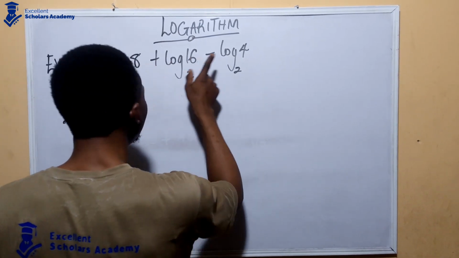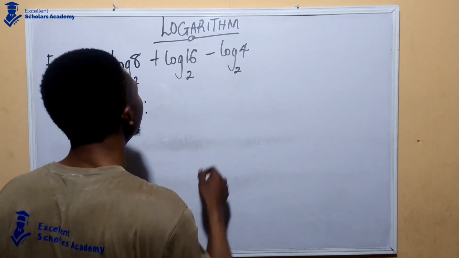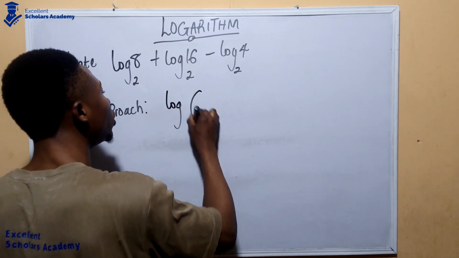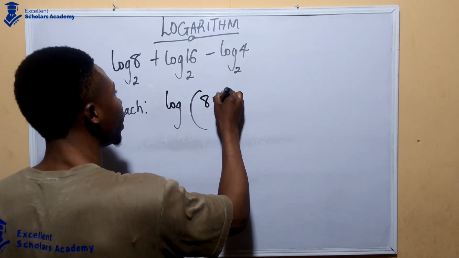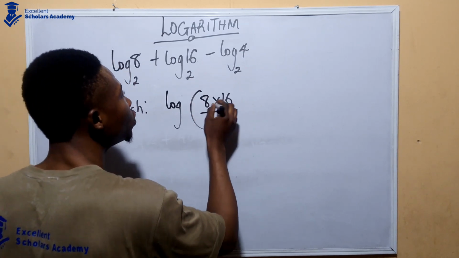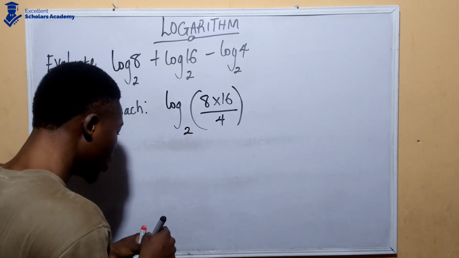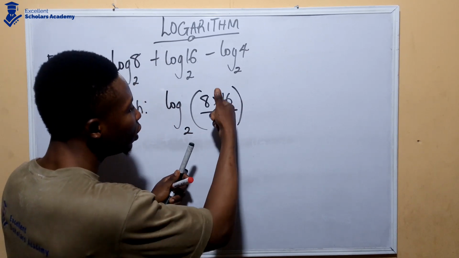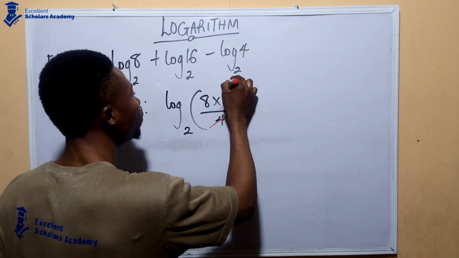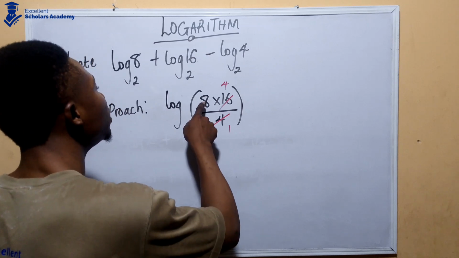Now let's take a second approach to this same question. So this is log 8 base 2 plus log 16 base 2 minus log 4 base 2. They all have the same base, so I can bring them together into one log. Bringing them into one log, it becomes 8 times 16 divided by, because of the minus, division comes here, over 4, base 2. Now let's see how we can reduce this. 4 goes into 4 once, 4 goes into 16 four times. So we are left with 8 times 4.